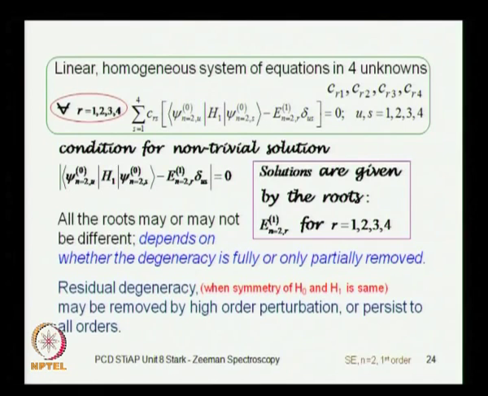Okay. So, that depends on the symmetry of the perturbation Hamiltonian compared to the symmetry of the original Hamiltonian, as we have seen earlier, because degeneracy and symmetry go together, and degeneracy can be broken only if you break the symmetry of the Hamiltonian.